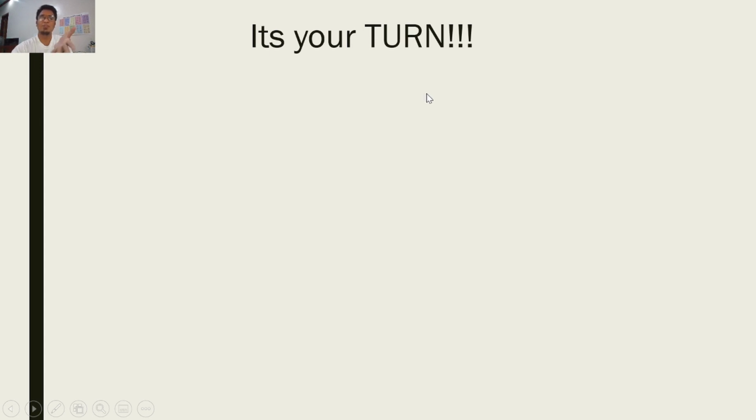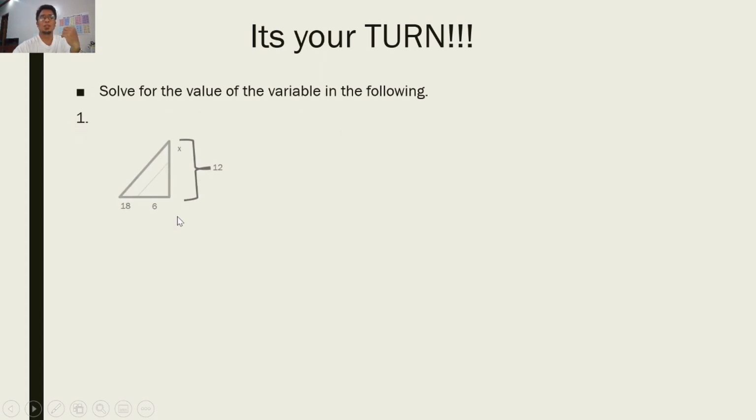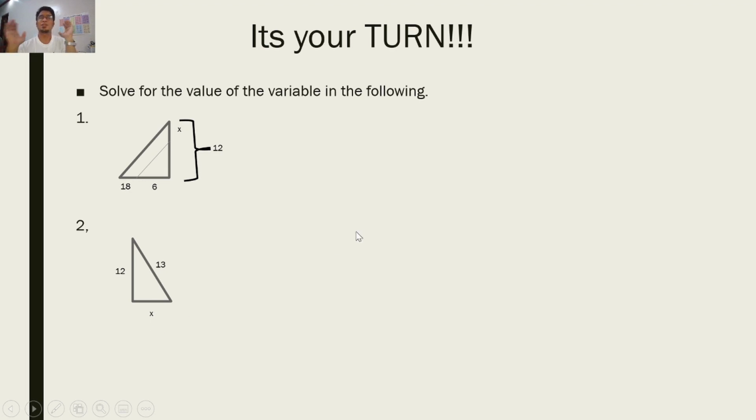Now, it's your turn. As always, we have here now some activities para lang matest din po kayo. So, solve for the value of the variable in the following. Ito sa number 1. Nawawala yung x. Ito sa number 2. Nawawala yung x. So, I'm just going to give you 3 minutes as always. 3 minutes. You can start now.